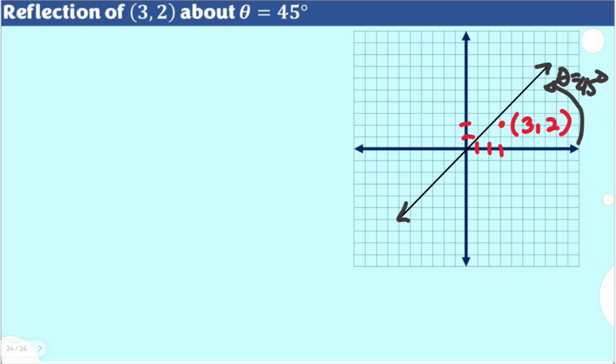So the point is somewhere here. Okay, a reflection to that. So it should be in the first quadrant as well, both positive for x and y. So let's try to verify that using the formula.